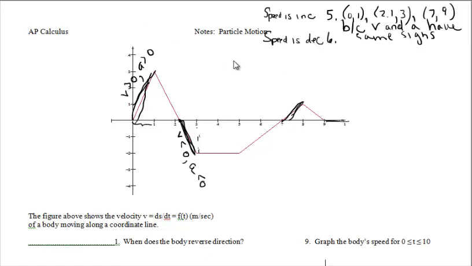All right, let's look at slowing down. Speed is decreasing. Your physics brains tell you when the velocity graph goes to the x-axis. So that would be from 1 to 2.1.